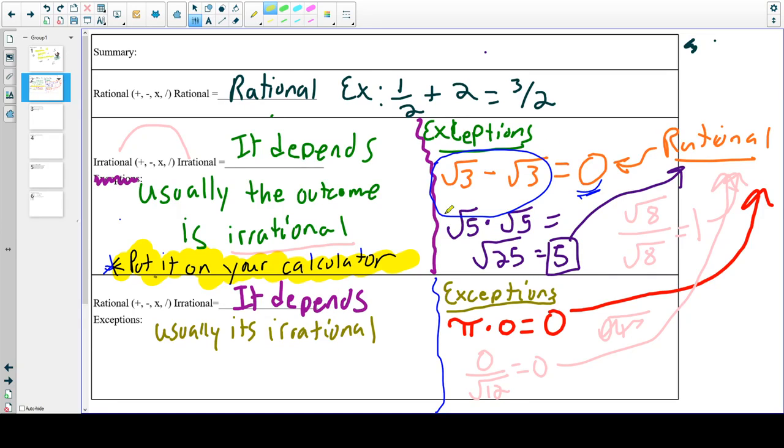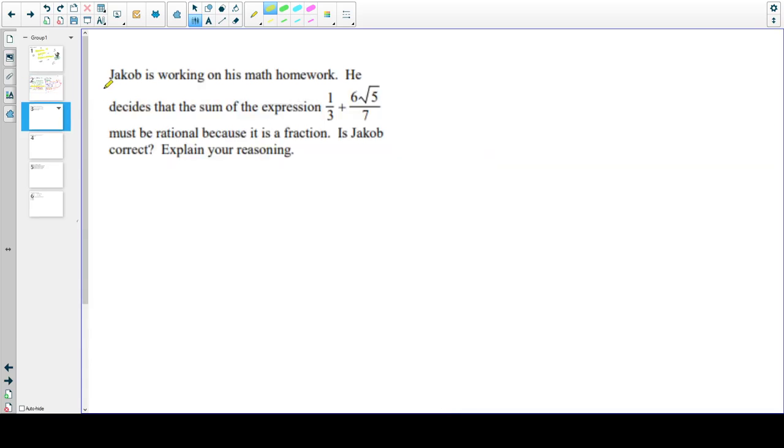So why don't we do some examples together? And of course, these are all Regents questions, so we know exactly what we're going to be dealing with. Jacob is working on his math homework. That's great. He decides that the sum of the expression 1/3 plus 6 times the square root of 5 divided by 7 must be rational because it's a fraction. Is Jacob correct? So I'm going to quickly use my problem-solving planner.